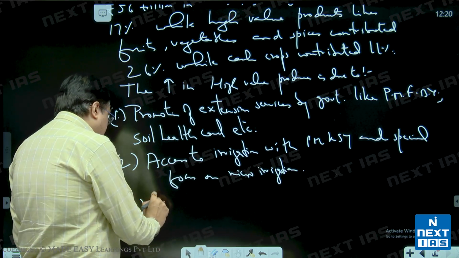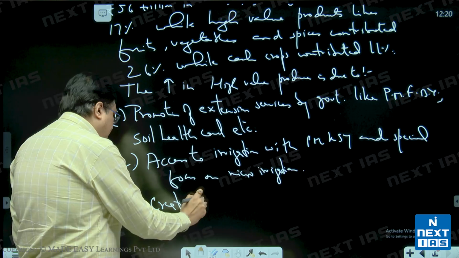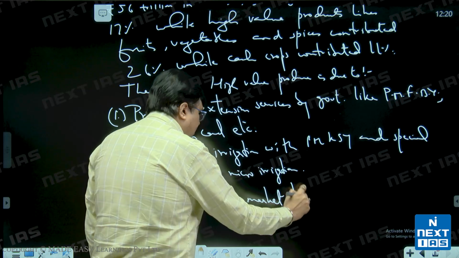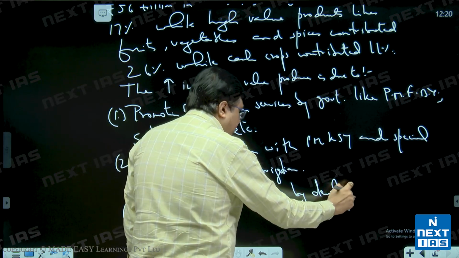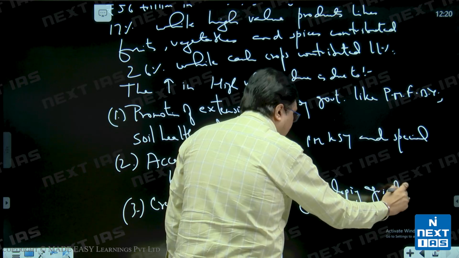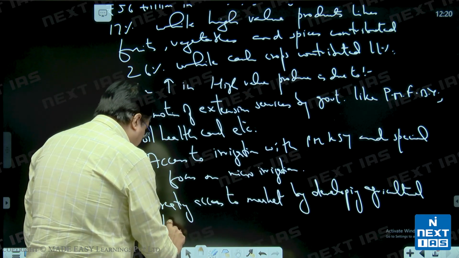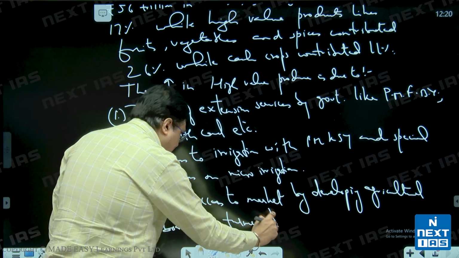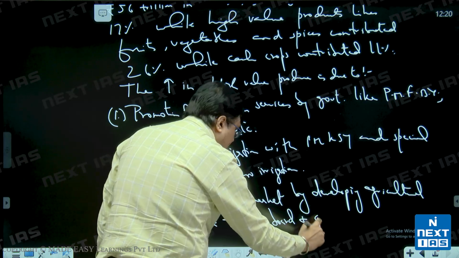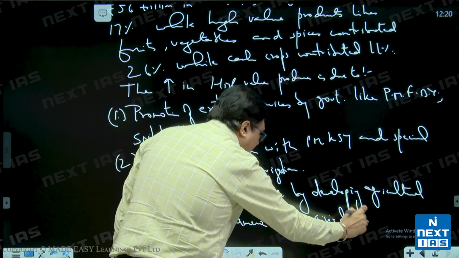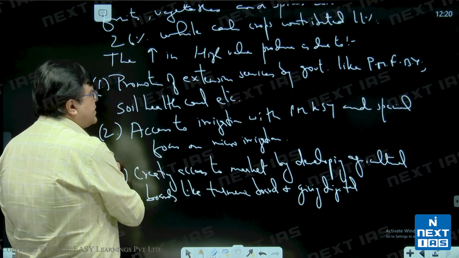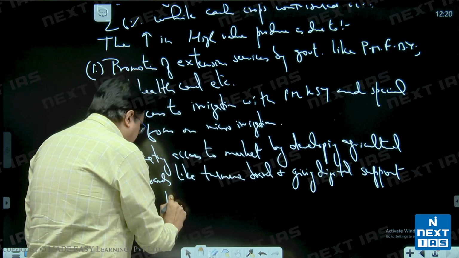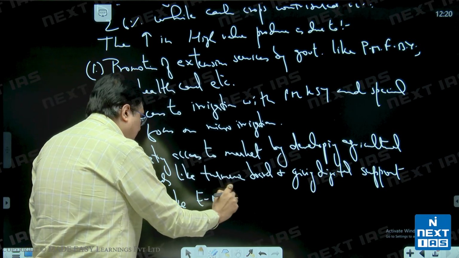Third, creating access to market by developing agricultural boards like turmeric board and giving digital support like eNAM.